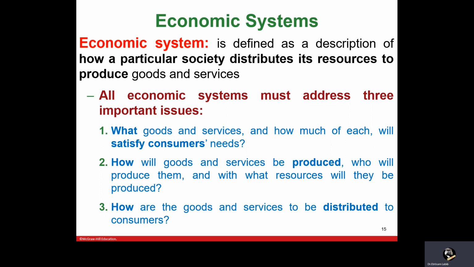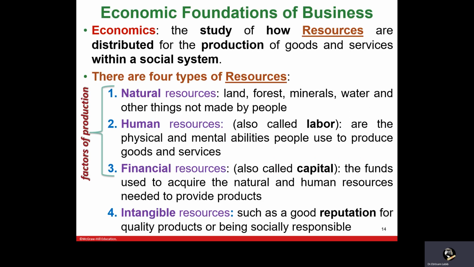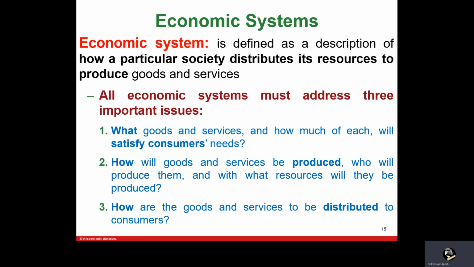So according to that definition of economics, we can define the economic system as how a particular society, a particular nation or a particular country distributes its resources to produce goods and services. And any economic system needs to answer three questions. First, what goods and services will they produce? How will they produce those goods and services? And how will they get those goods and services distributed to the consumers?